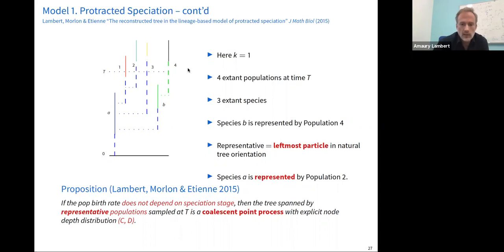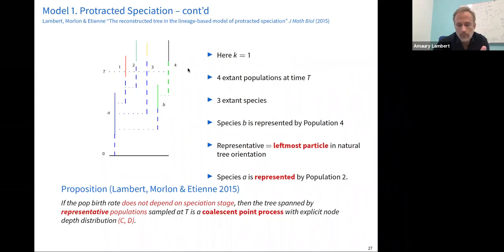And so species A is represented by population 2. If we make this assumption, and if we assume that the population birth rate does not depend on speciation stage, then we could show in the paper that is mentioned on top of the slide that the tree spanned by the representative particles, one per species, the leftmost in the tree, is a coalescent point process with explicit node depth distribution.